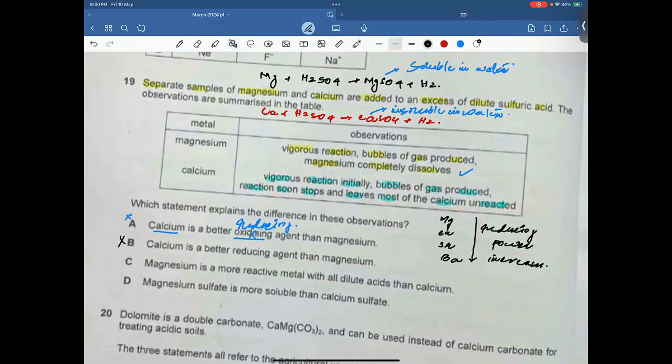Option: magnesium is the more reactive metal. No, down the group reactivity increases, so calcium is more reactive. That's wrong.